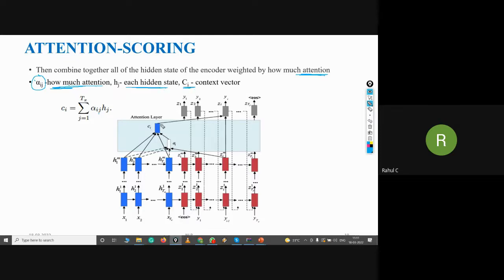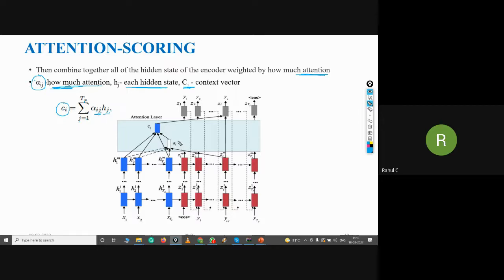In order to produce the context vector, you are taking a factor which is known as attention. So here you can see this context vector is a summation from j equal to 1 to Tx, the total timesteps, of alpha_ij times h_j. So alpha_ij is how much attention, multiplied by the corresponding hidden layer. This h may vary, h1, h2, h3, up to h_Tx. Alpha_ij also may vary: alpha 1, alpha 2, alpha 3.